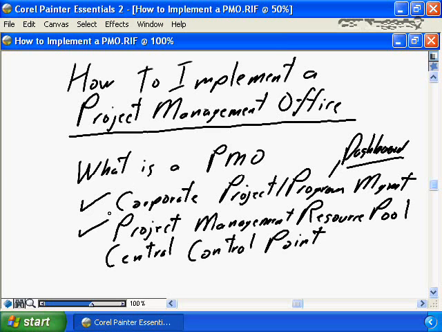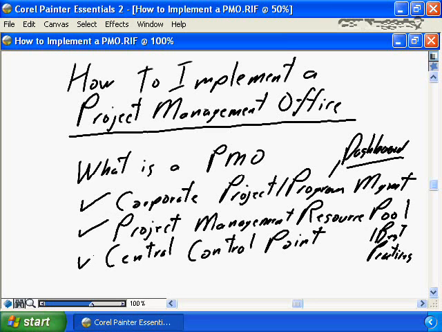Another implementation of a PMO is to focus on project management resources, project management best practices. All project management staff within the organization would report into the PMO and then be assigned out from the PMO to lead projects within the business unit. The PMO would gather, consolidate best practices, and would be a central repository, a clearinghouse for best practices to ensure that lessons learned, to ensure that experience from previous projects are carried forward and put into play on future projects.